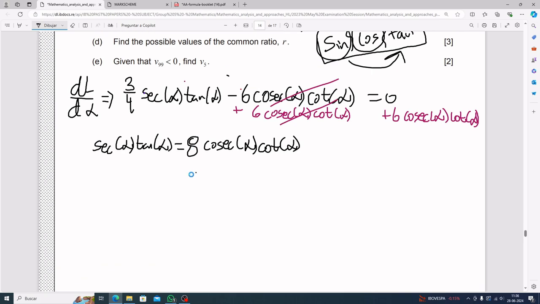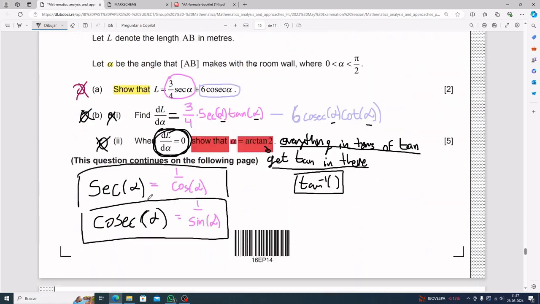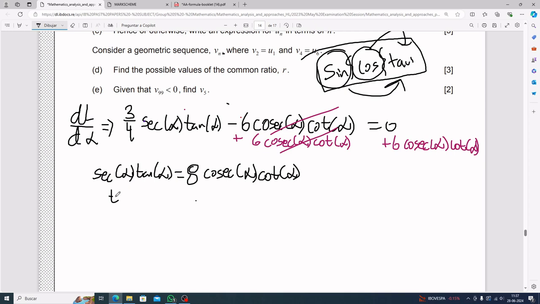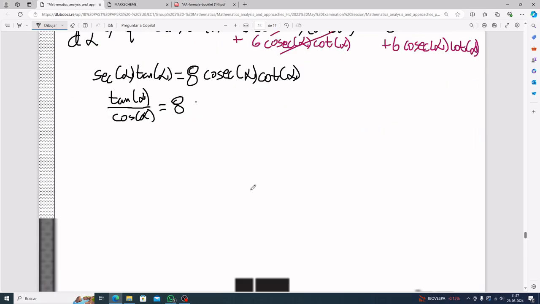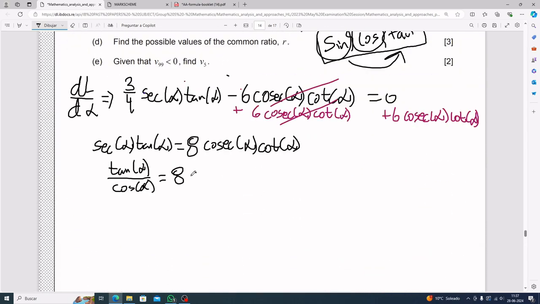So the sec alpha, we can write it as 1 over cosine. Here on the left, you can immediately put tan alpha divided by cosine alpha, so that is already a little more friendly. On the right side, you end up with 8 times cosec alpha. Cosec, we said, was 1 over sine. So I end up with 8 times cotangent alpha divided by sine alpha.